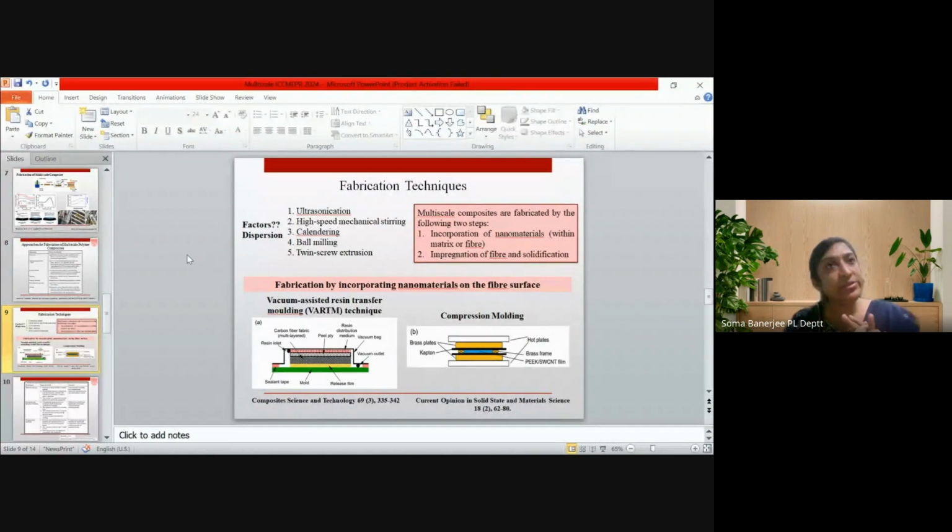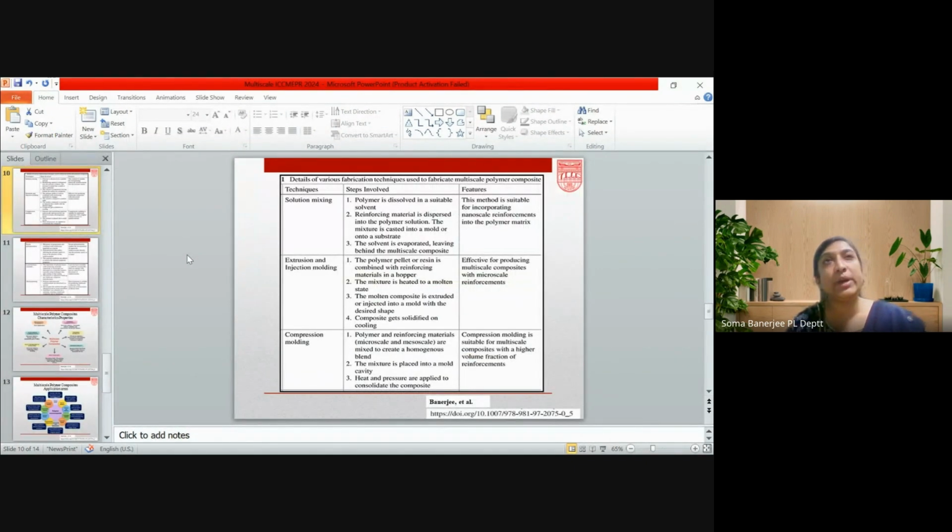In case of resin transfer molding, there is a resin pot, which delivers or transfers a metered amount of the resin into the fiber matrix or our reinforcement, so that there will be less spillage and the distribution will be much better. So these are some examples of the techniques by which we can fabricate the multiscale composites, but each of them has different advantages and disadvantages.